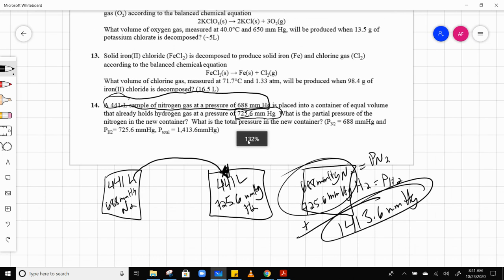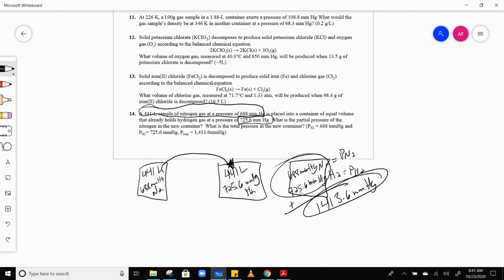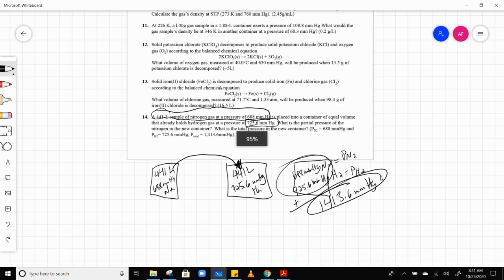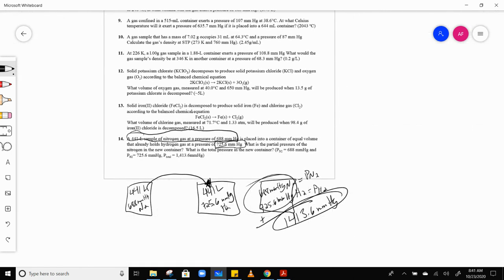Okay. That was it. That's number 14. Pressure of N2 is the same as it started. Same thing with H2. And then the total pressure is just the two you add together. Super, super simple.